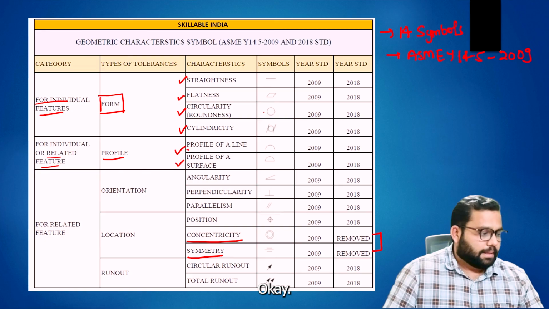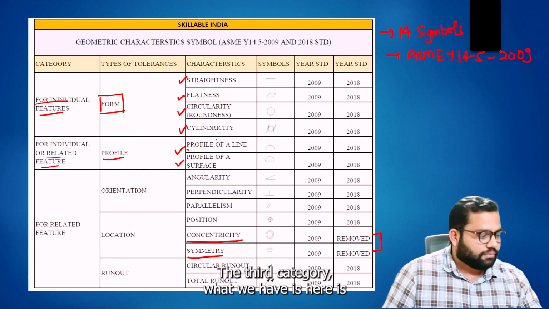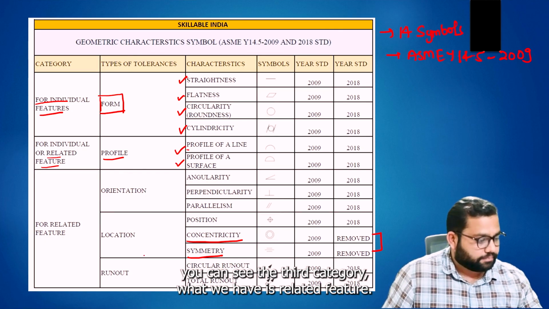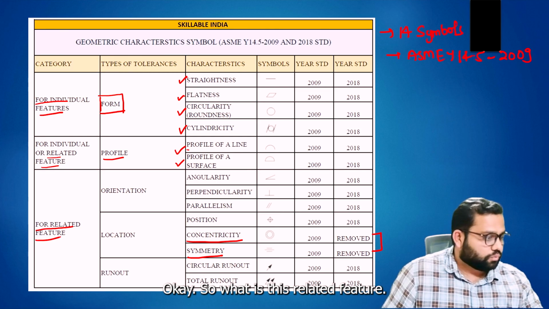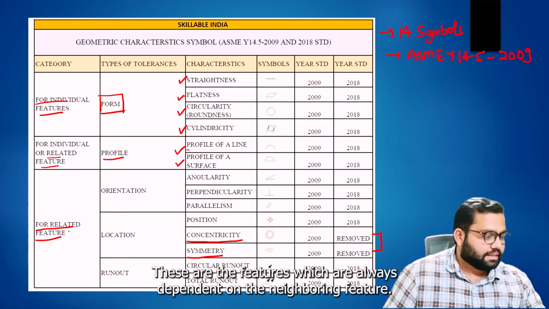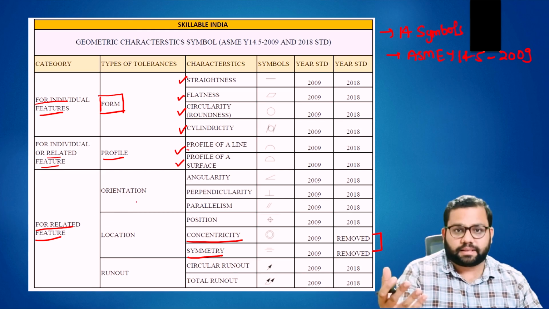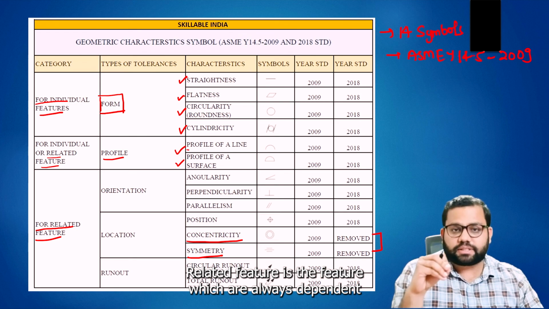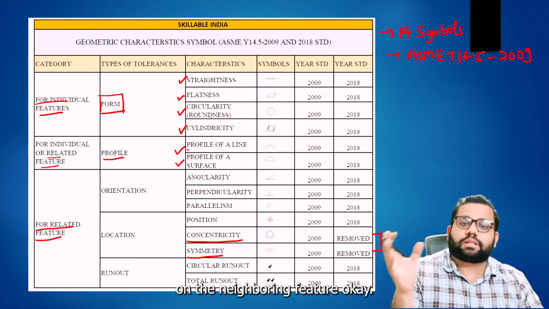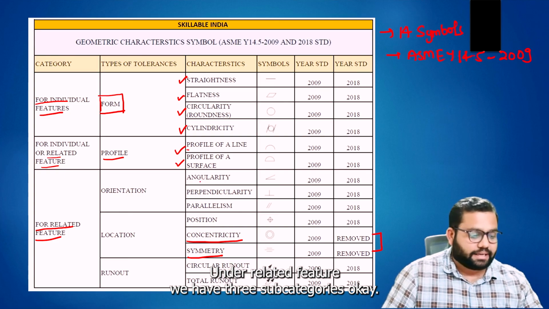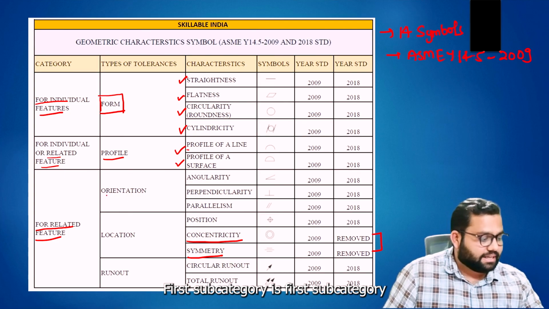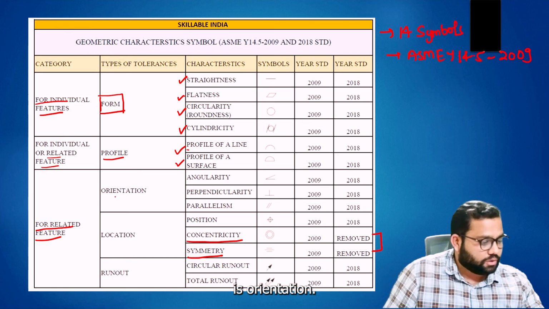The third category is related feature. So what is this related feature? These are the features which are always dependent on the neighboring feature. Under related feature we have three subcategories. The first subcategory is orientation.